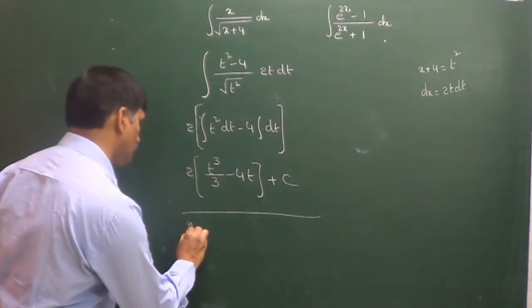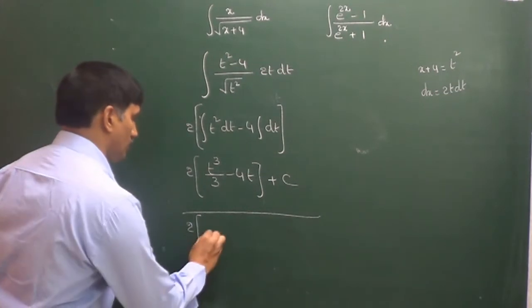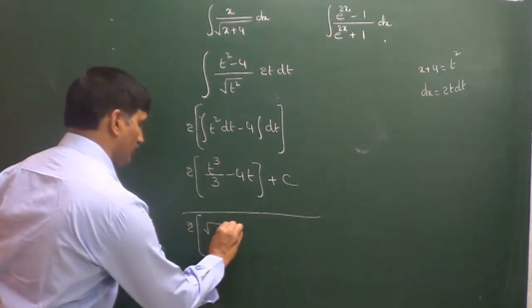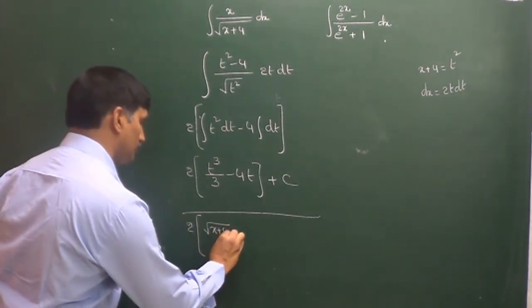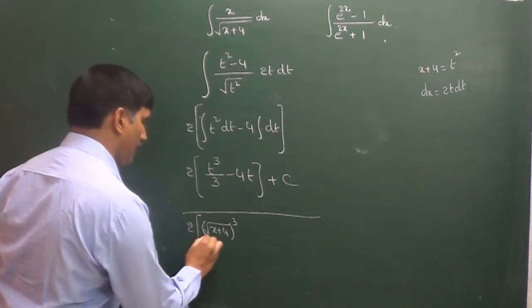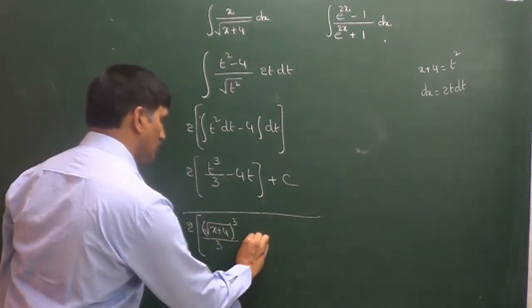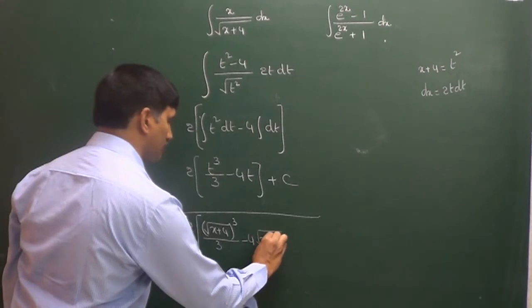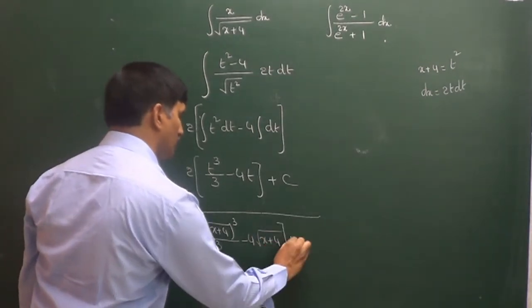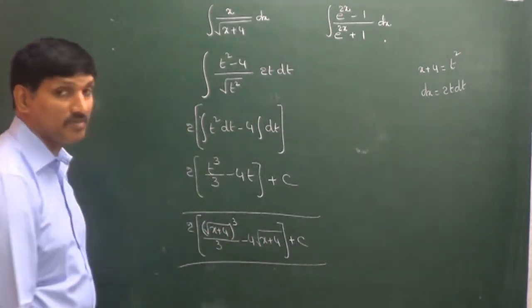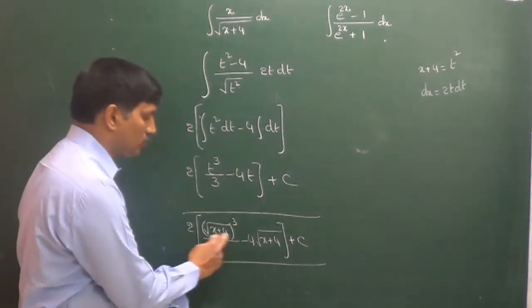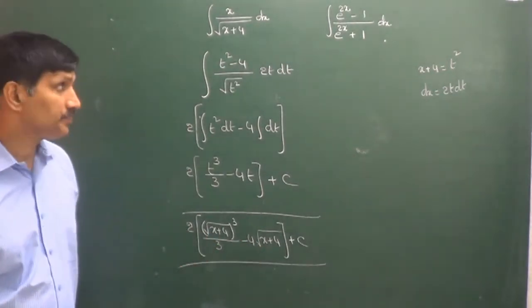So that's why 2 into root of x plus 4 whole cube by 3 minus 4 into root of x plus 4 plus the constant of integration. Further simplification you can do by taking root over x plus 4 common.